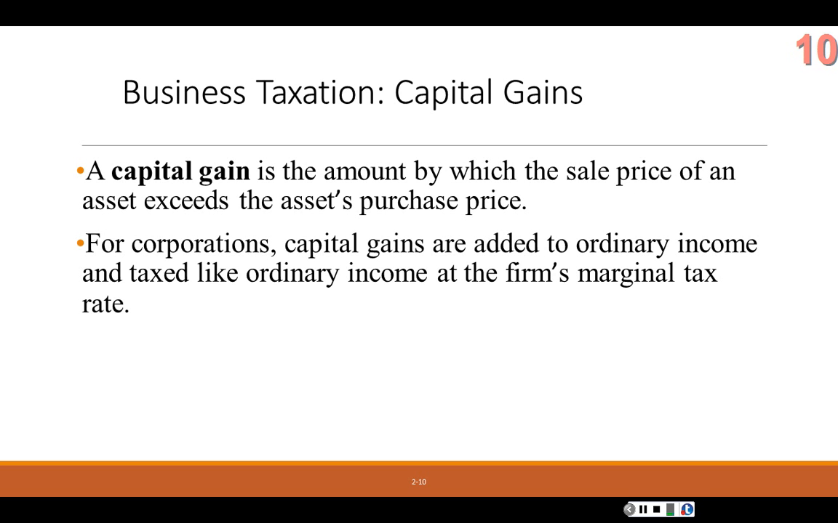So for example, you as a company purchased some manufacturing equipment for $100,000. 10 years later, you sell it for $105,000. That $5,000 increase is capital gains. For corporations, these capital gains are added to ordinary income and are taxed just like ordinary income at the marginal tax rate.